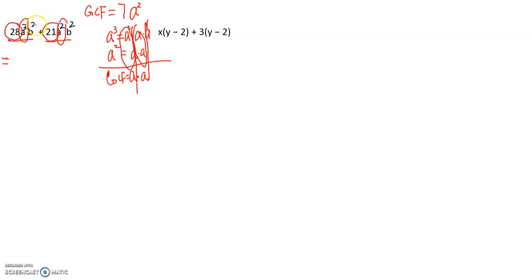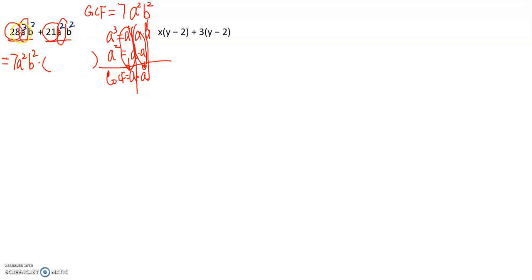Similarly for b squared and b squared, they both have two copies of b, so they have b squared in common. If you have trouble seeing the common factor for the variables, you can expand them to bring down the common ones. Okay, so now we write down the greatest common factor, 7a squared b squared. The next thing is to figure out, if we factor this out from each term, what's going to be left for each term?